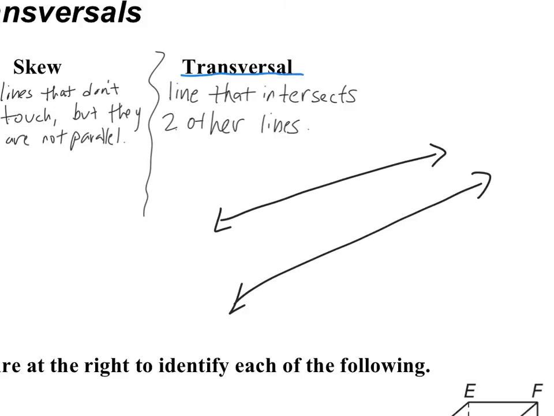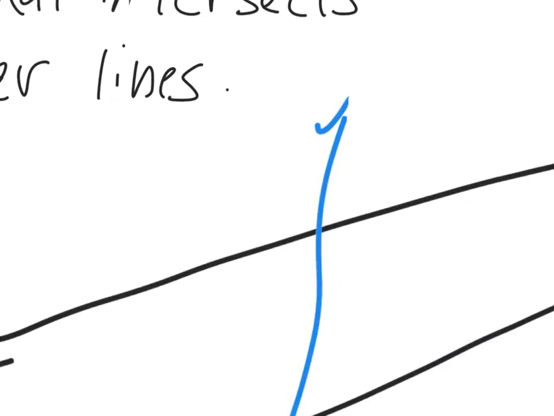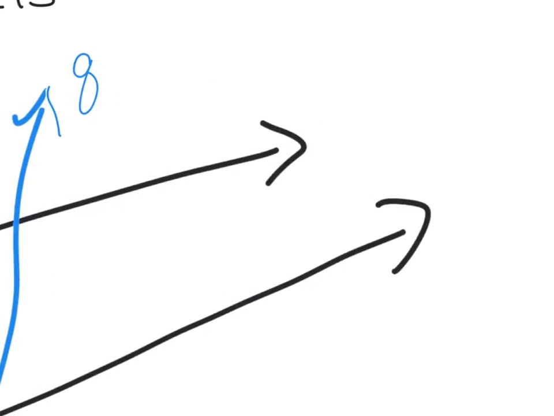I'm going to put my transversals in blue, all right? And I'm going to draw a transversal here, okay? I'm going to call it, I don't know, line Q. This looks terrible. Okay, let me zoom in on this. Okay, this is line Q. All right, and I'm going to go ahead and just call these lines S and T.